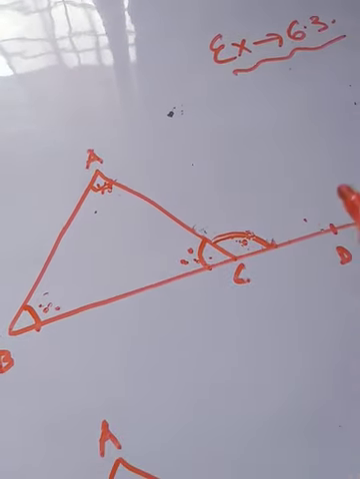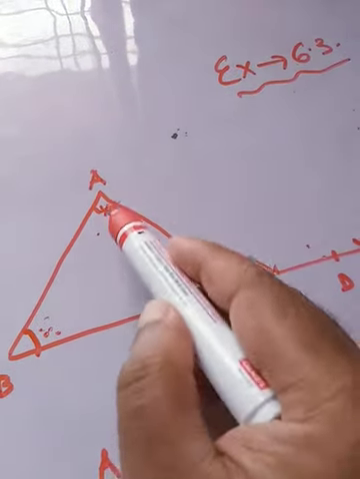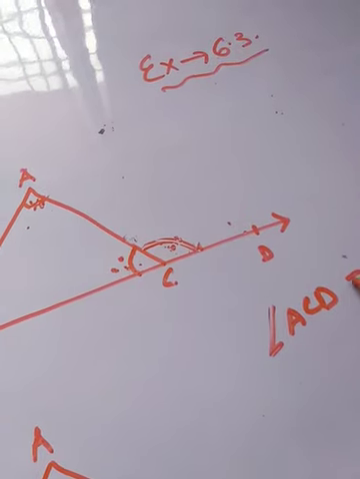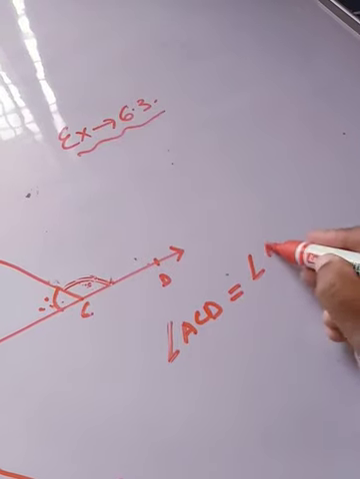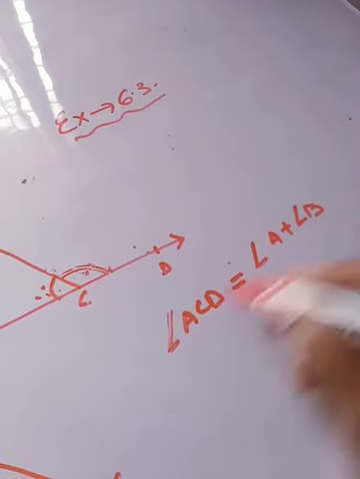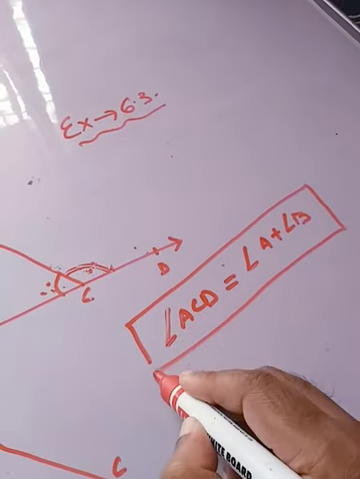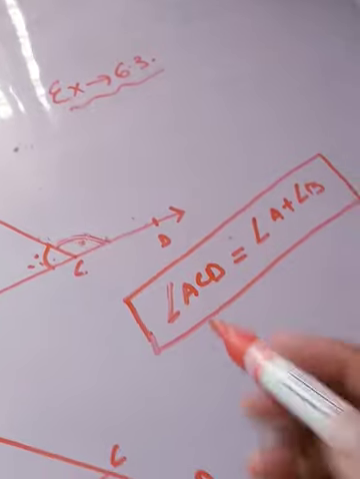Okay, now we'll build some relation between this exterior angle and these two opposite angles. Now what is the relation? Angle ACD is equal to angle A plus angle B. Remember this is a relation. Based on this relation, we will do the entire exercise 6.3. Okay, so what is the meaning?